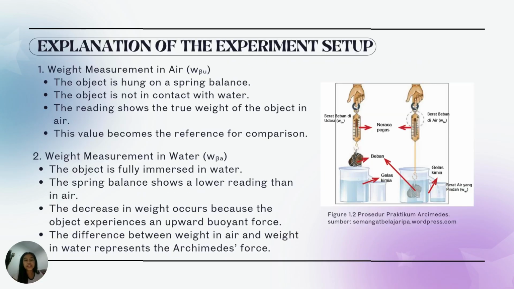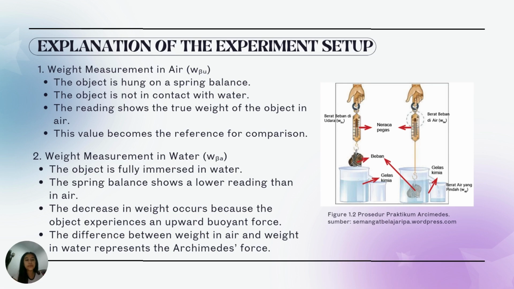Next, the explanation of the experiment setup. 1 is weight measured in air. The object is hung on a spring balance. The object is not in contact with water. The reading shows the true weight of the object in the air. This value becomes the reference for comparison.